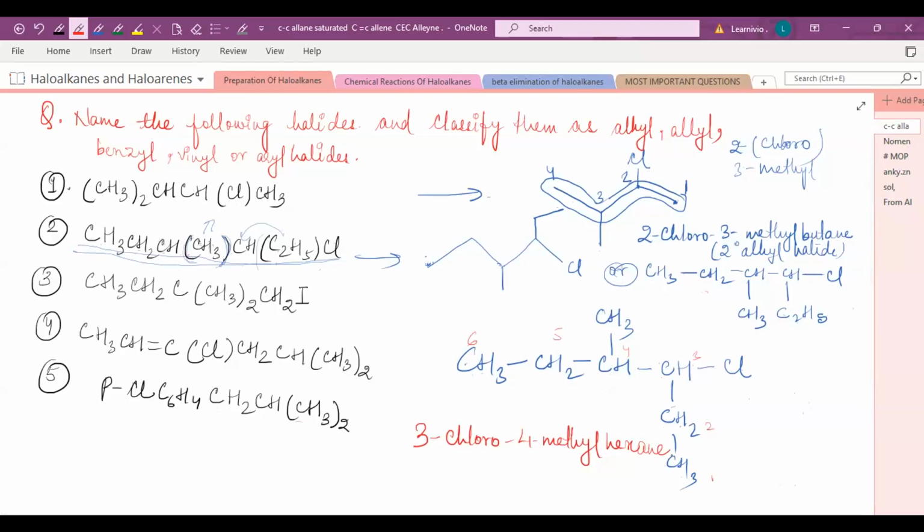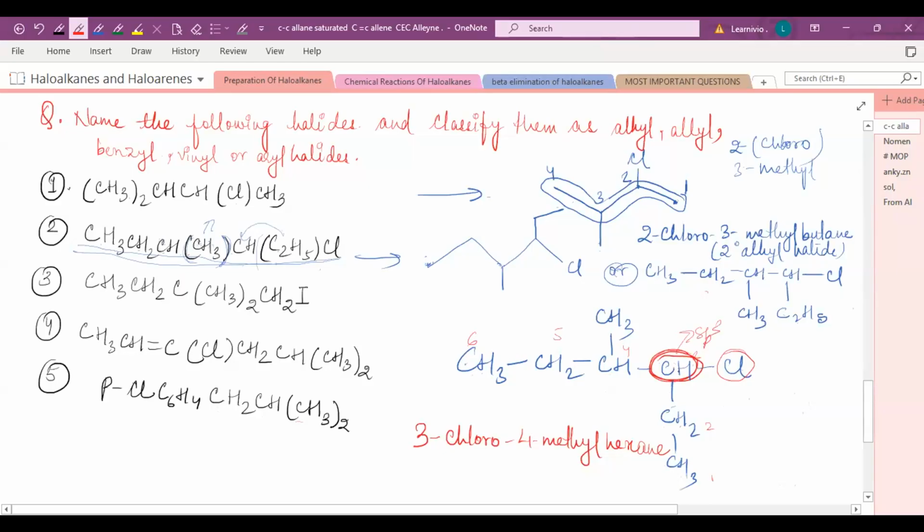Which type of alkyl halide it is? It's very simple, Aneesha. To check which type of alkyl halide, first see the halogen group. The halogen group is attached to this carbon, right? And this carbon is sp3 hybridized, right? So it is known as alkyl halide.